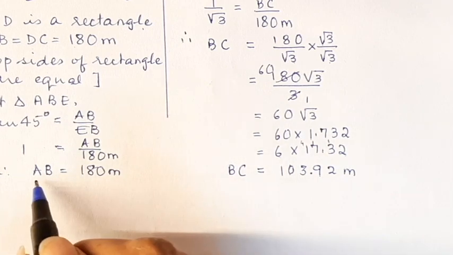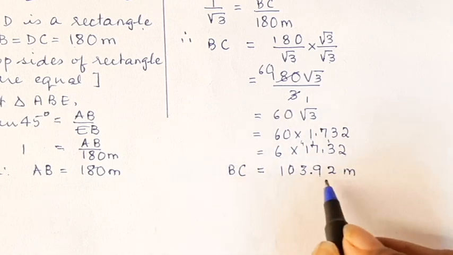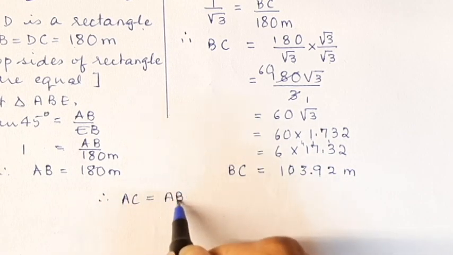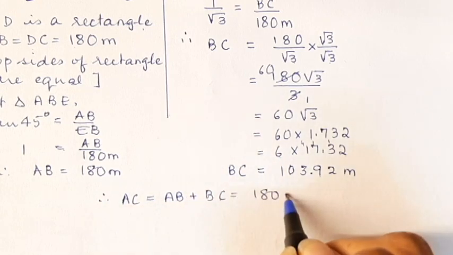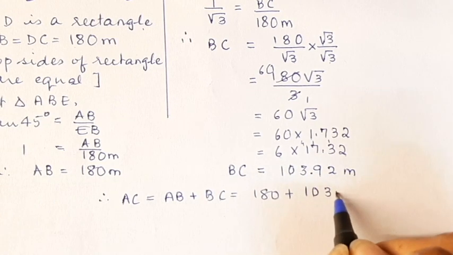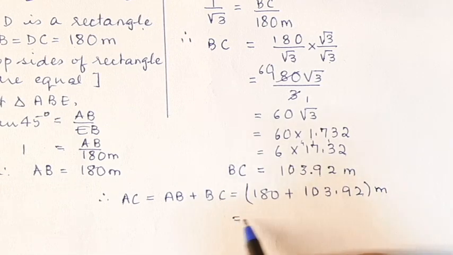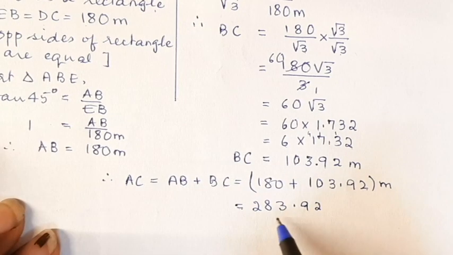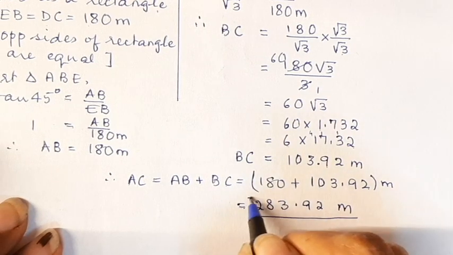Now what did we say? AB is 180 and BC is 103.92. Therefore our AC is going to be equal to AB plus BC, which is 180 plus 103.92 meters, and that will give us 283.92 meter, and that is our answer.